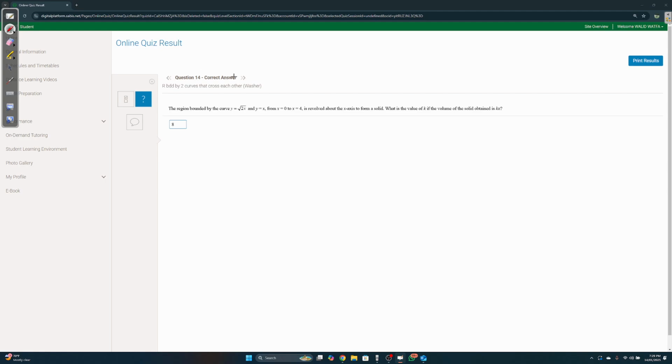Question 14, I think no more. The region bounded by this curve and this curve is revolved from x equals 0 to x equals 4. The line y equals x, if you want to put it in table mode, it starts 0, 0, then 1, 1, then 2, 2, then 3, 3, then 4, 4. This is the line y equals x. You don't trust me, put it in your calculator.